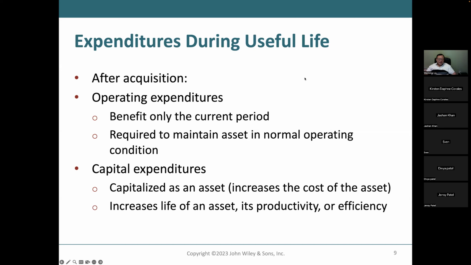Operating. Why is it operating? The answer is right. It is operating. But why is it operating?